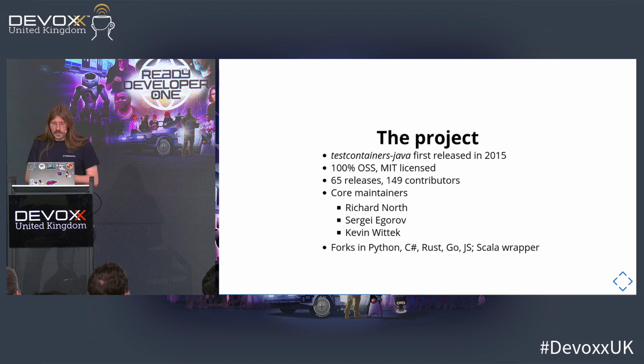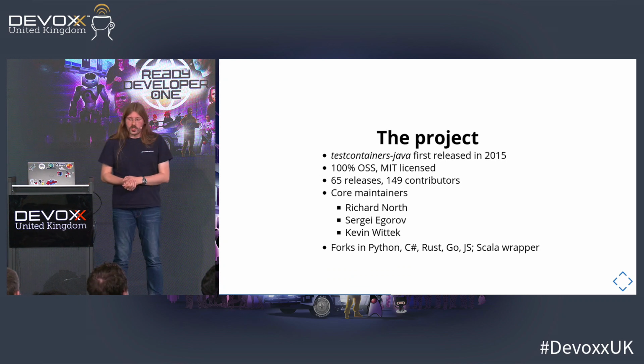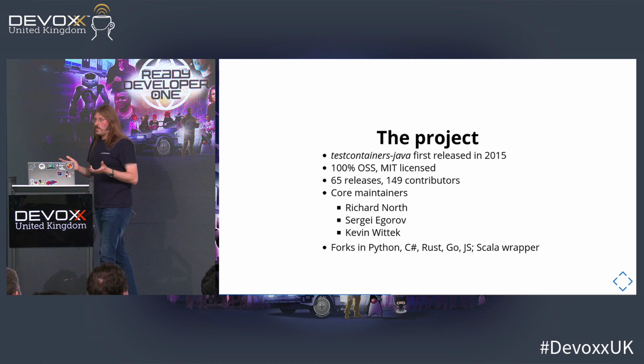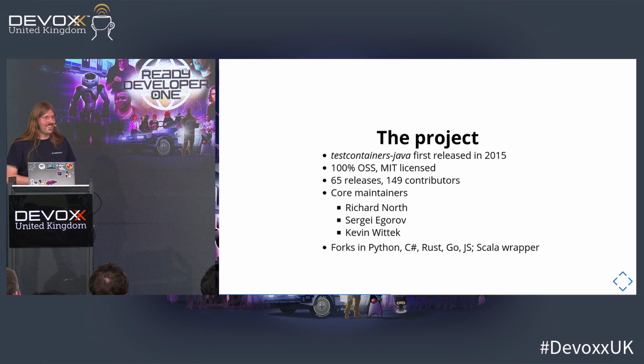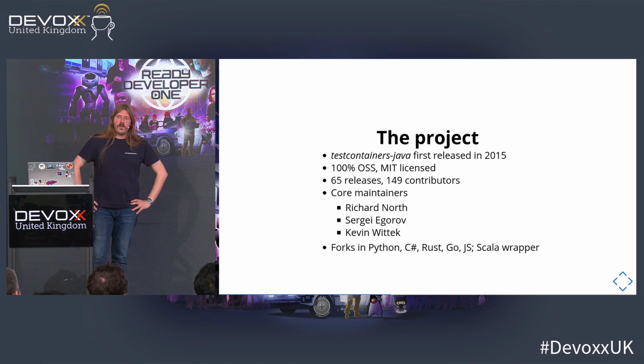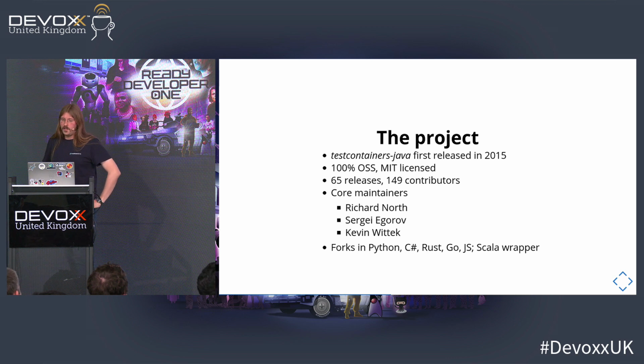So let's go a step back and have an overview about the project in general. Testcontainers Java was first released in 2015 by Richard North, who's also in the audience. And it was released in Japan, as I learned two days ago. And it's 100% open source software, under the MIT license, on GitHub. And so far we have 65 releases and already 149 contributors, which we are very happy about.